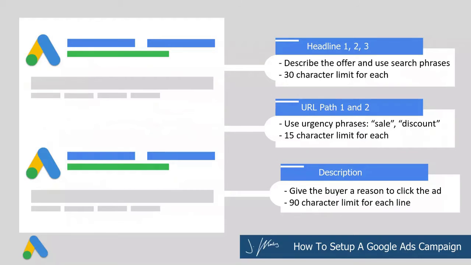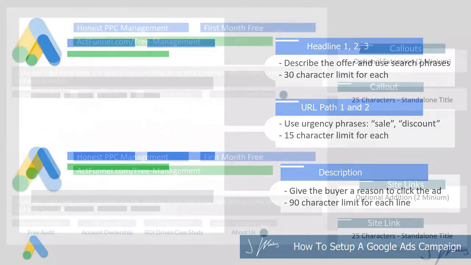And something really sneaky here is you can put urgency phrases in there like sale, discount, limited time, or even buzzwords like free. Typically, we found that you can get away with being a little more salesy in your URL path than you can in your headlines and your descriptions. And then for your description, you have up to 90 characters. We'll go through some examples when we actually dive into the Google Ads interface and build out your campaign.